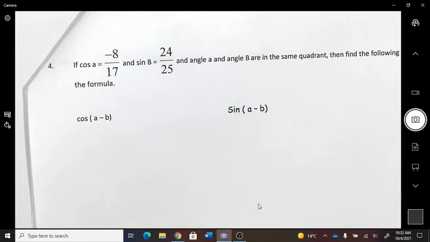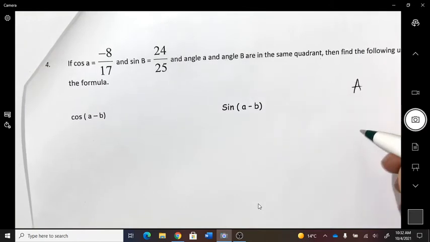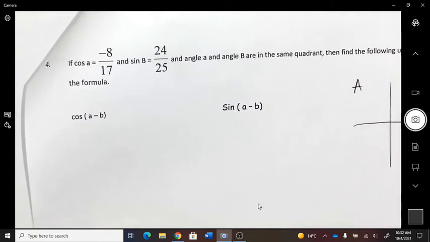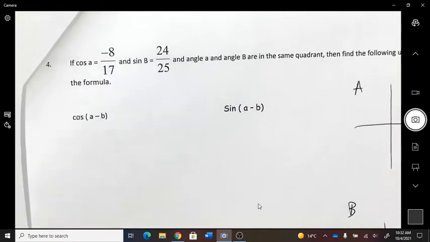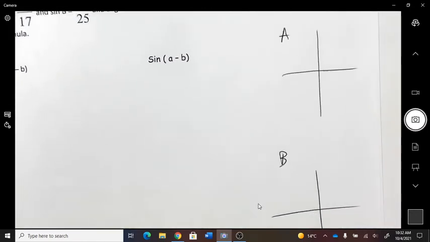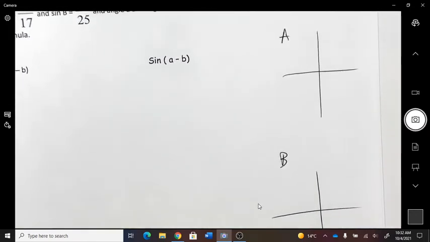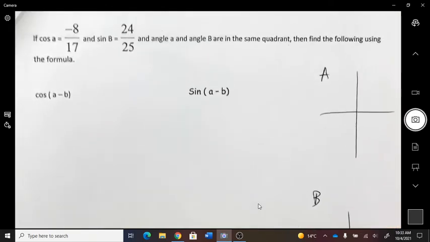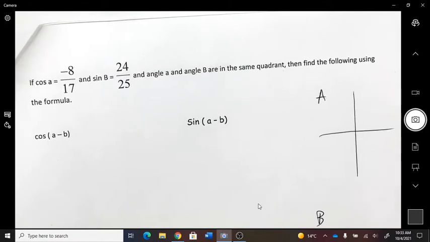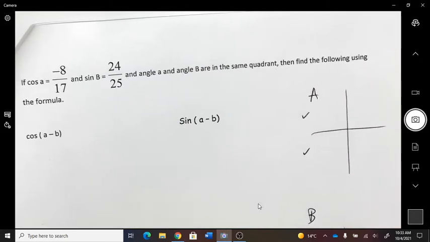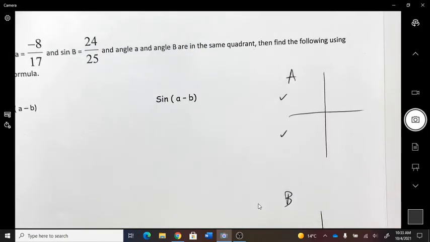Okay, this one is where you are, number 4. Okay, let's get this quadrants of A. Let's work with A and B on the side here. A and B. We got to figure out where to draw them, getting our ratios. Okay, what do you know about angle A? The cos is negative. So A could be in those quadrants, cos negative.